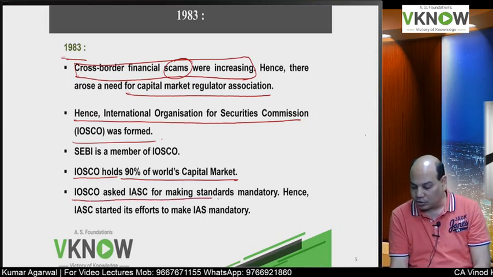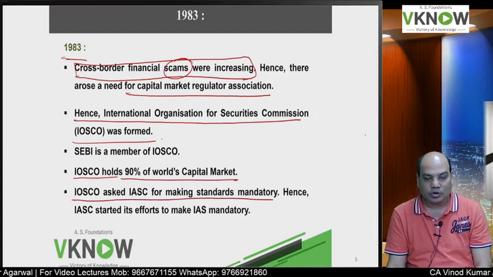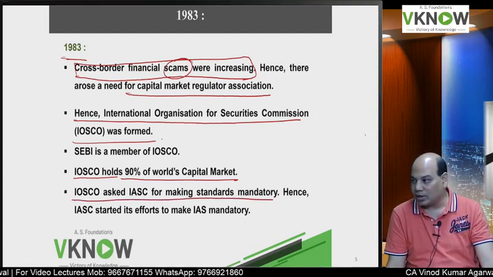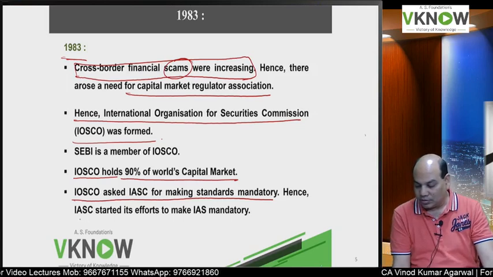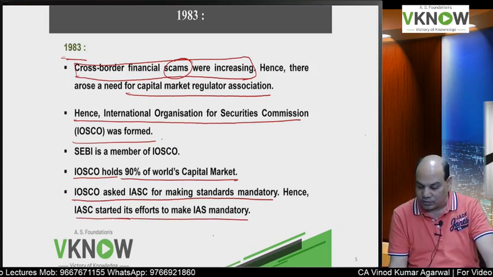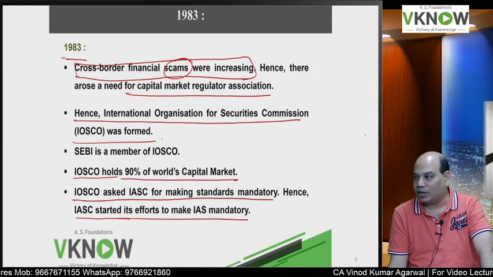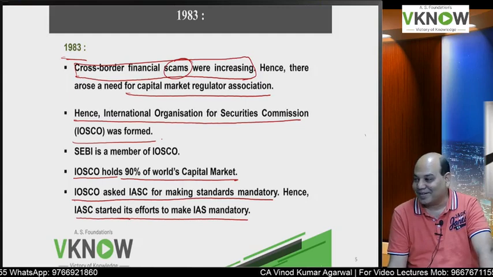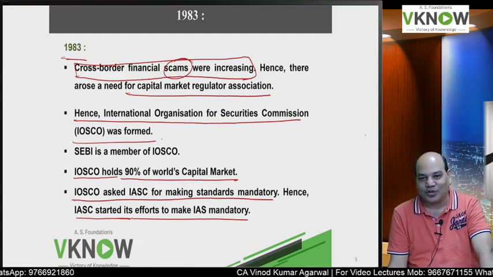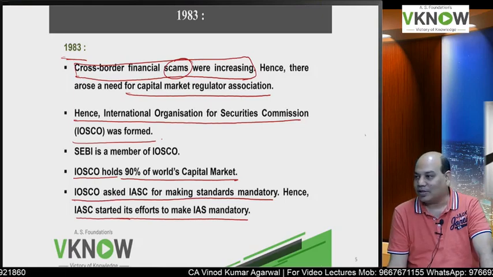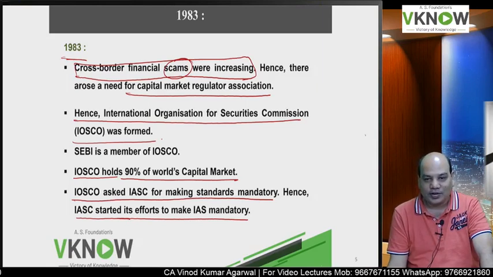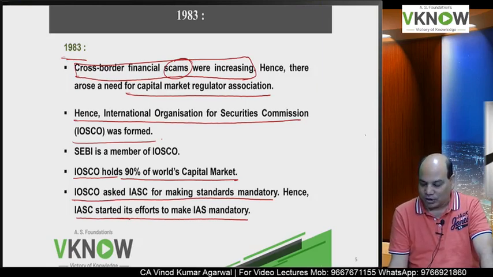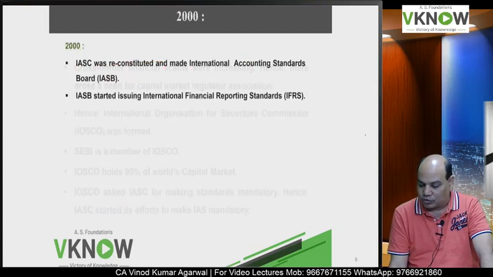IOSCO asked IASC to make standards mandatory. So in 1970 it was recommendatory. Then in 1983 efforts were made to make IAS mandatory, because if it is recommendatory, like our traffic signal, what happens at a traffic signal if it is recommendatory? Please reply. Nobody follows that. But if you make it mandatory with a policeman standing there and a heavy challan, heavy fine, then yes, you will follow it. So that is the reason they started making efforts to make IAS mandatory.